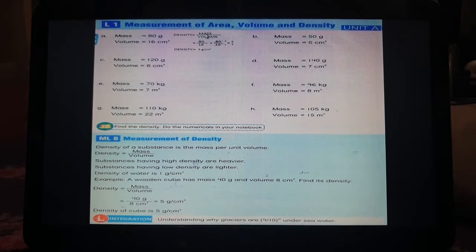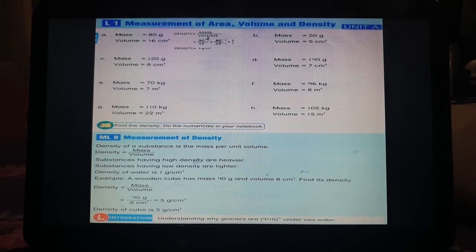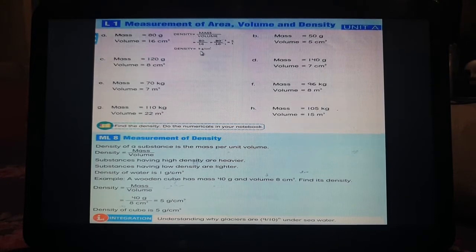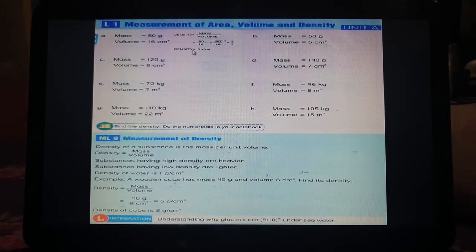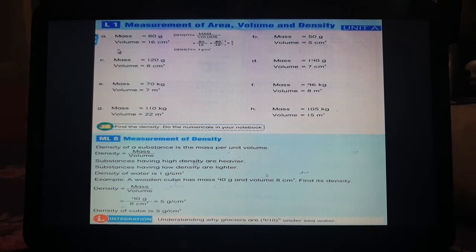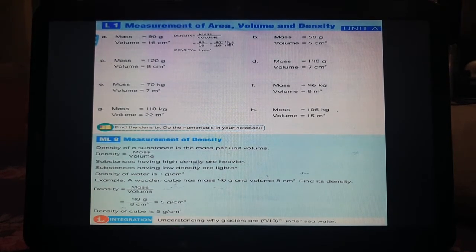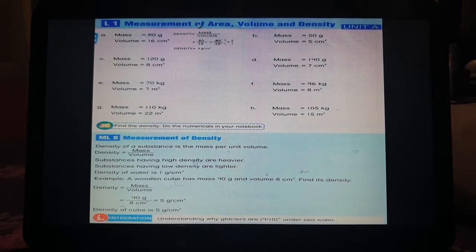So mass is measured in grams, volume is measured in centimeter cube. That is why the unit of density is grams per centimeter cube. So this is how we are going to calculate the density of a given substance. So I have solved problem A.